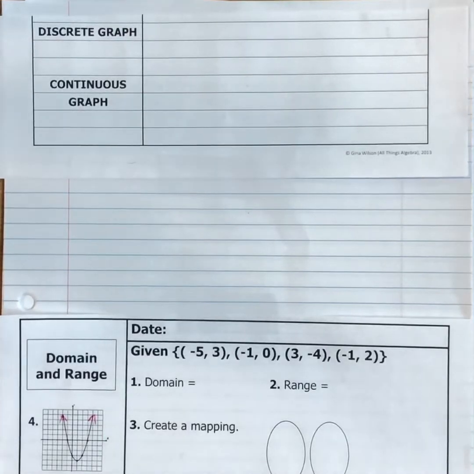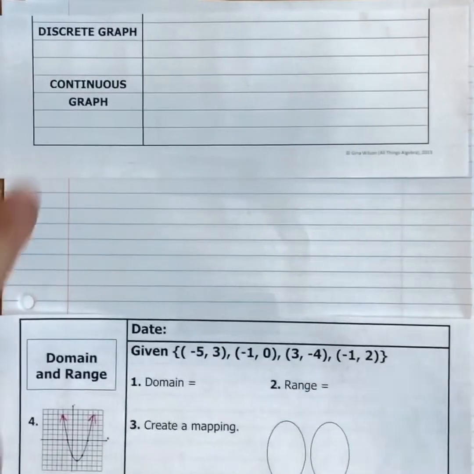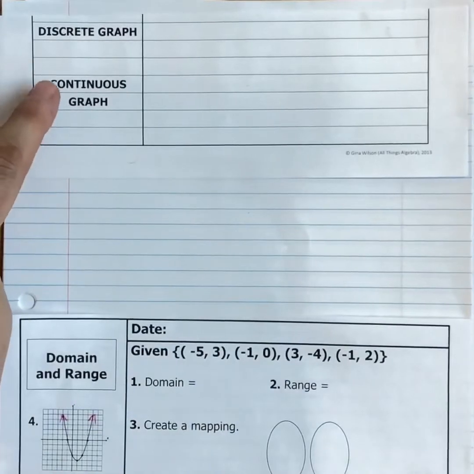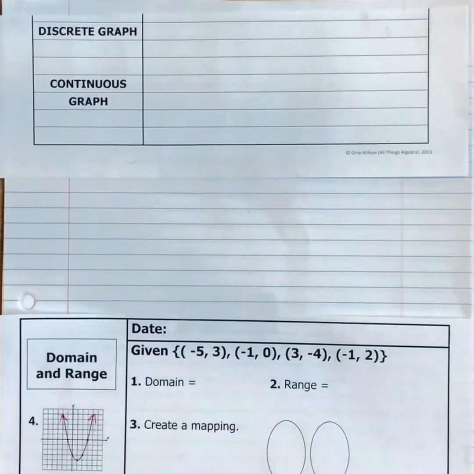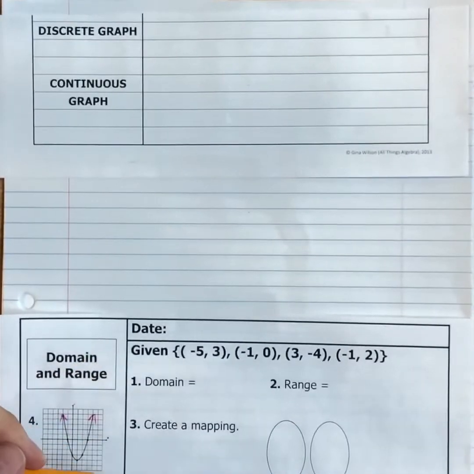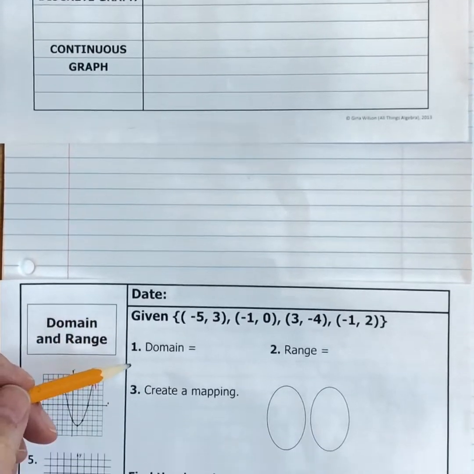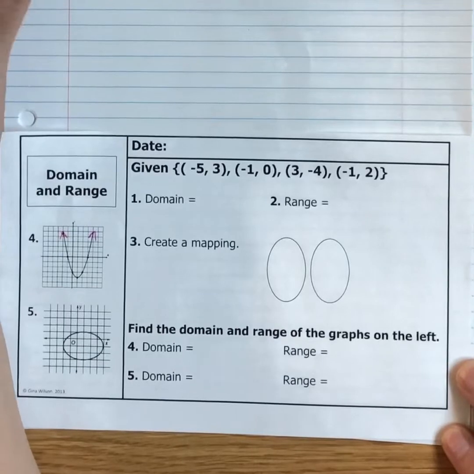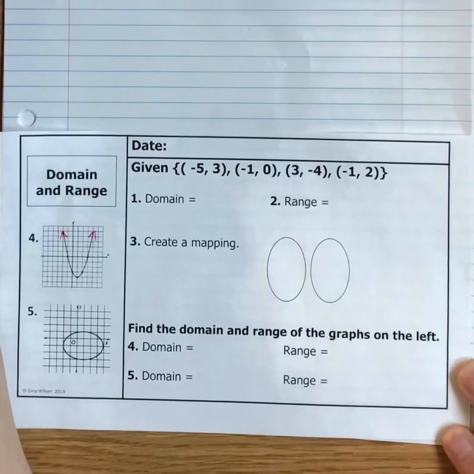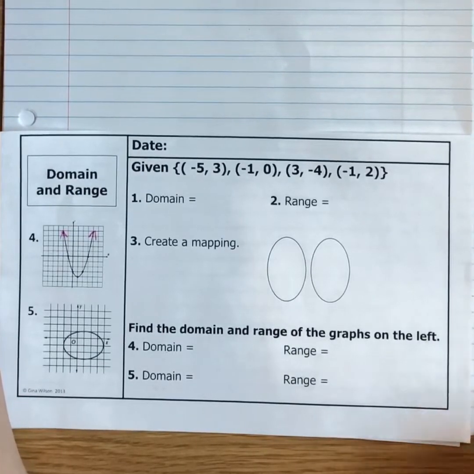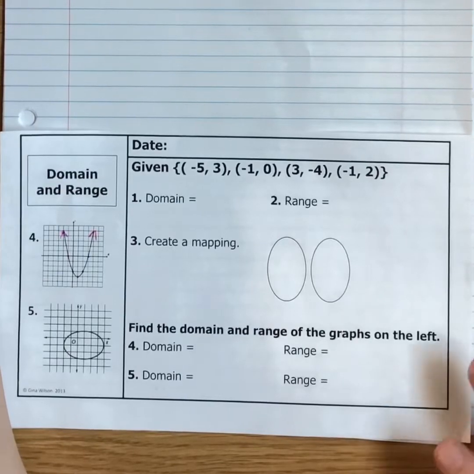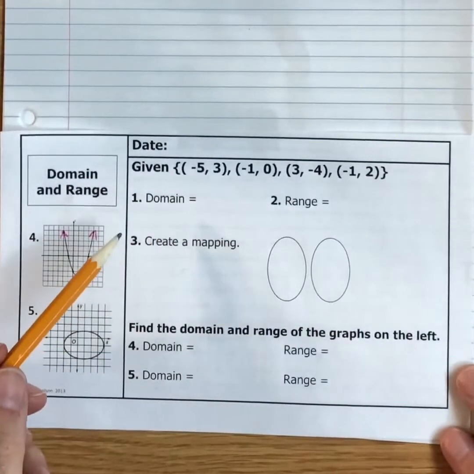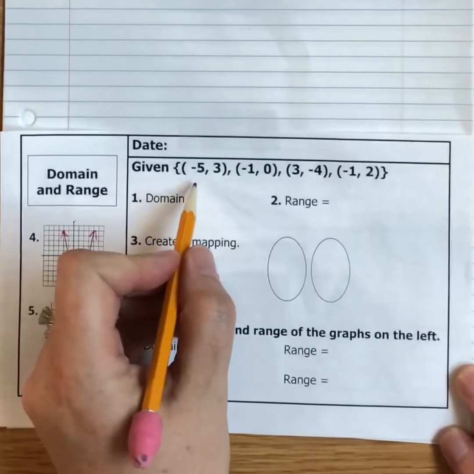This lesson we are talking about the domain and range of continuous graphs. So this was the warm-up that we did in class, and I introduced the discrete graph and continuous graph vocab that I had you guys cut off of the previous notes. So we introduced that with the warm-up. So I just want to review again the warm-up.